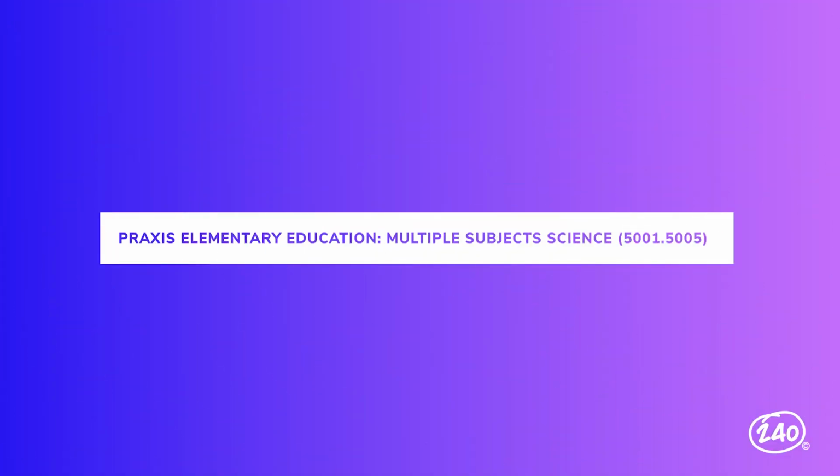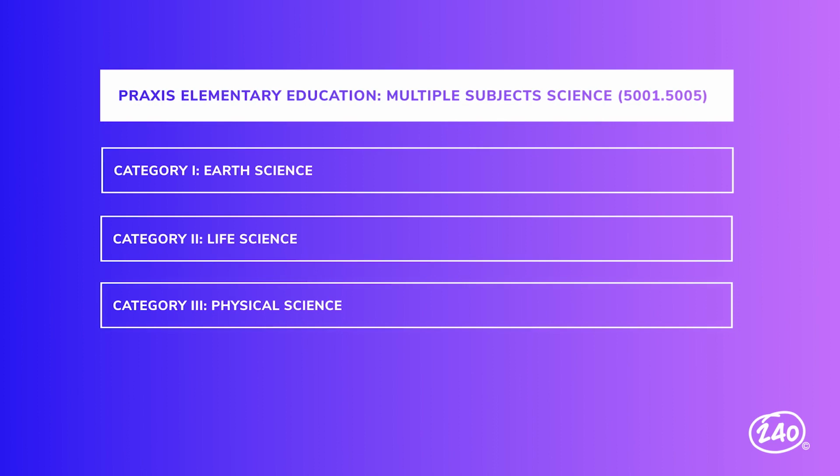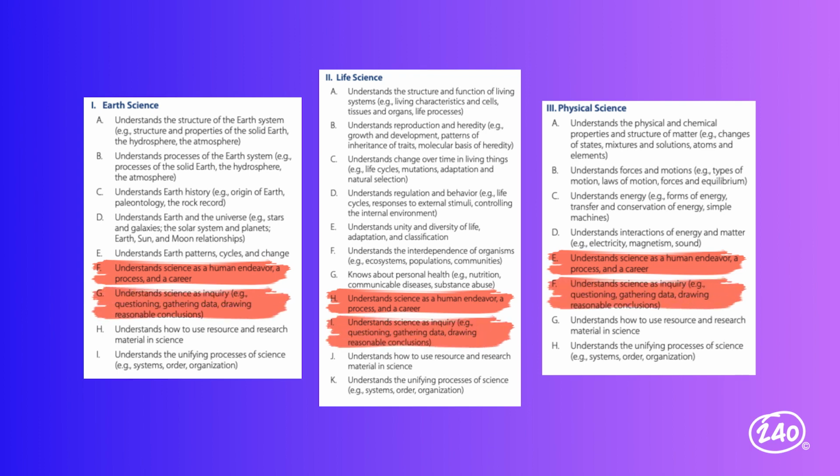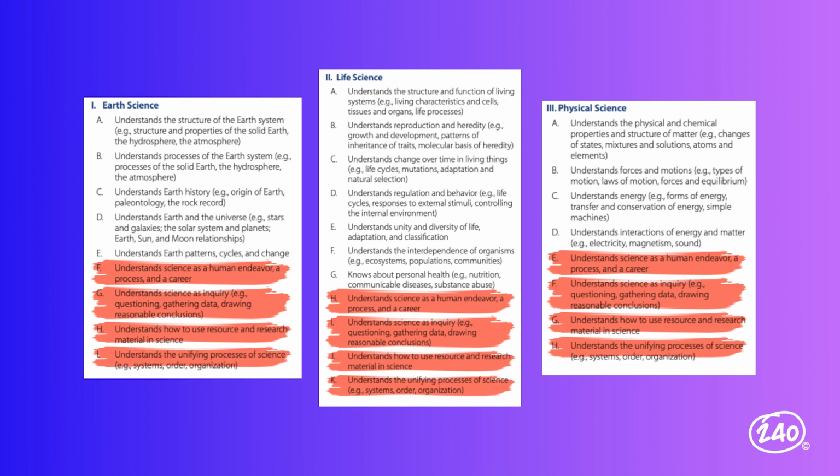Now, the Praxis Elementary Education Science subtest consists of 3 overarching categories. The categories are Earth Science, Life Science, and Physical Science. Each category has an outline of what to expect in that category, but as you'll see in a minute, they try to get a little tricky here. The last 4 specifications of each category are exactly the same. Understand science as a human endeavor, a process, and a career. Understand science as inquiry. Understands how to use resource and research material in science. And understands the unifying process of science.